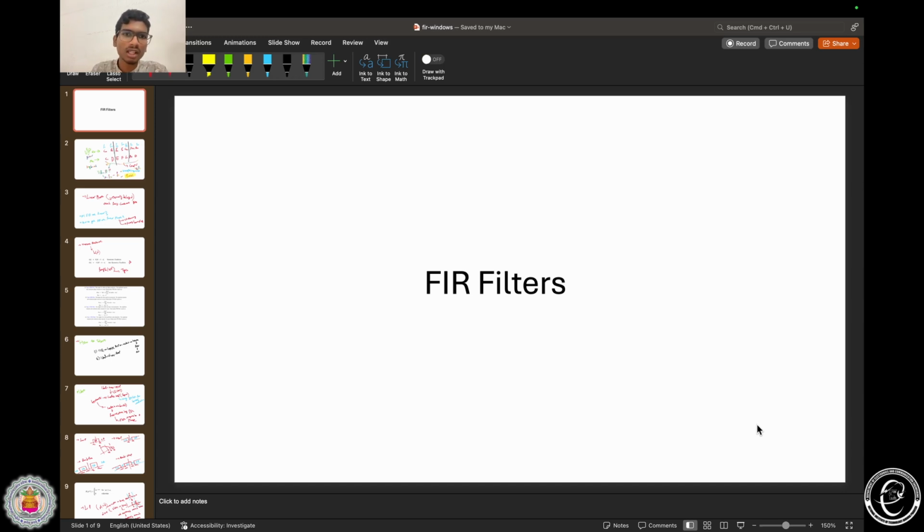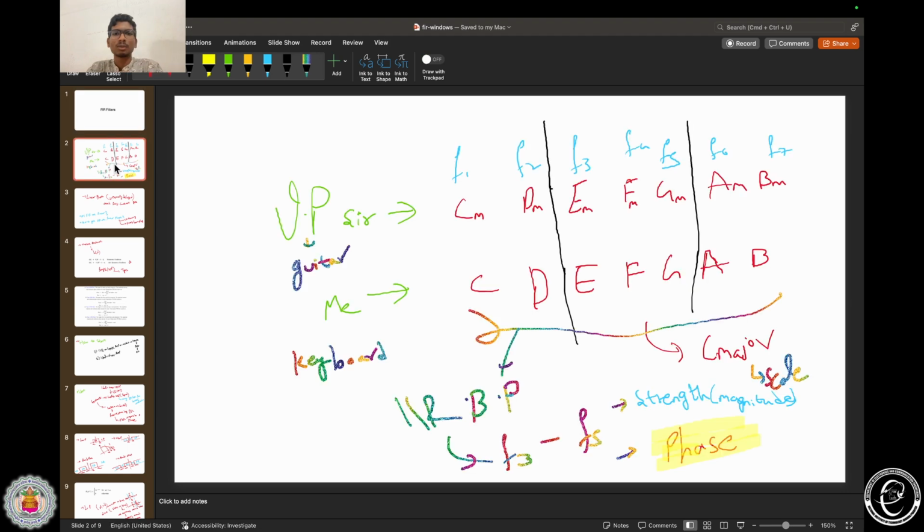Before going directly into the FIR filters, let me throw you a small scenario. Suppose, let us say, Singh sir is playing guitar and I am playing keyboard. I am playing a C major scale: C, D, E, F, G, A, B, and Singh sir is giving me the corresponding chords: C major chord, D major chord, E major chord, F major. Suppose I want to extract the frequencies in between F3 and F5.